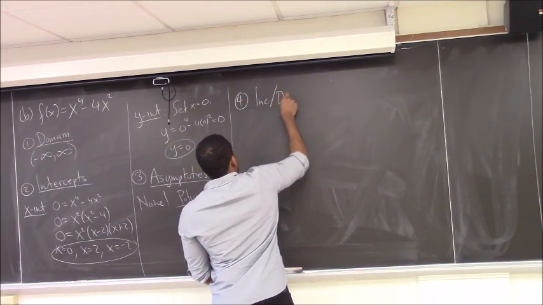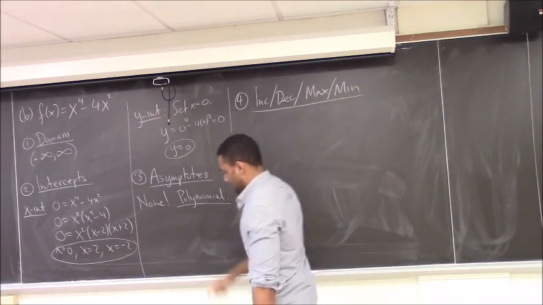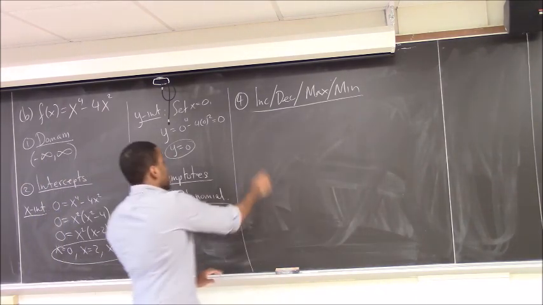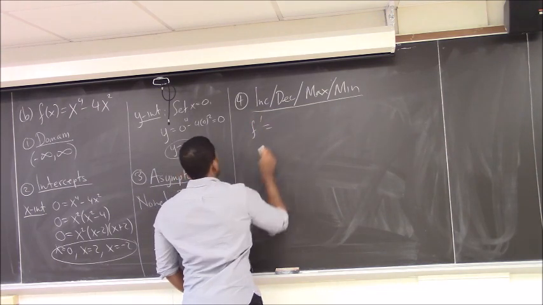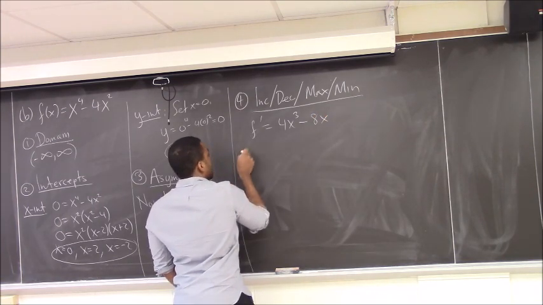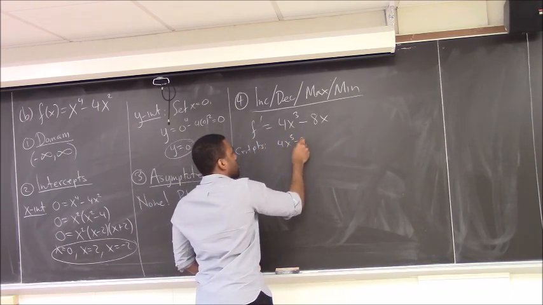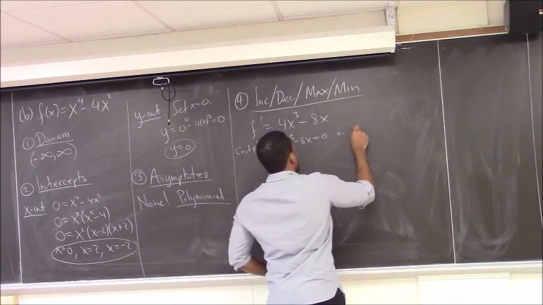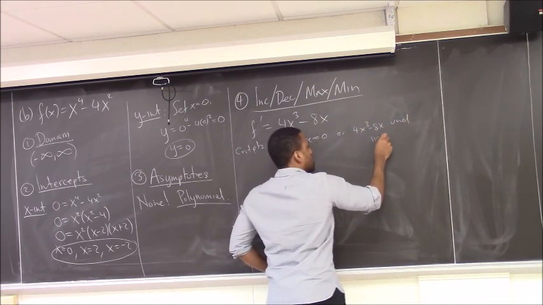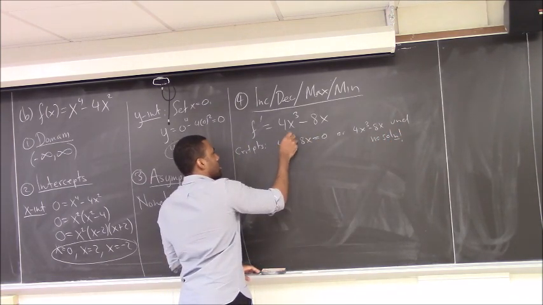Step 4, increasing, decreasing, maximum, minimum. This means we're going to find the first derivative. Find the critical points. And I'm going to set this guy equal to 0 or undefined. Obviously no solution, that's a polynomial, it's always defined. But if it's equal to 0, how do I solve that?